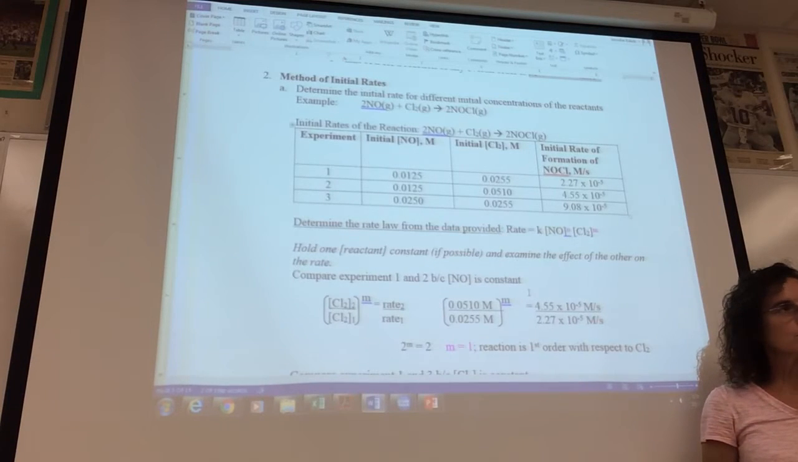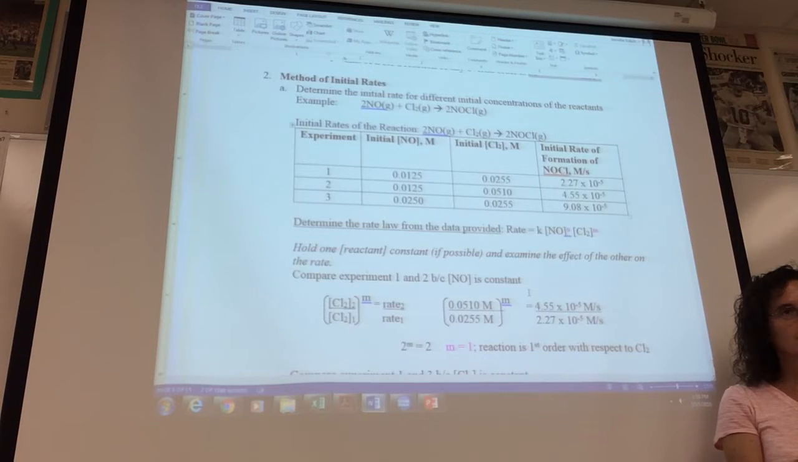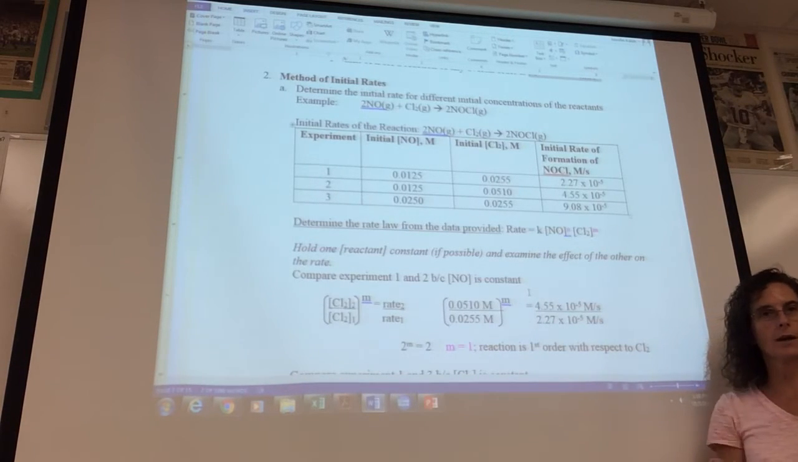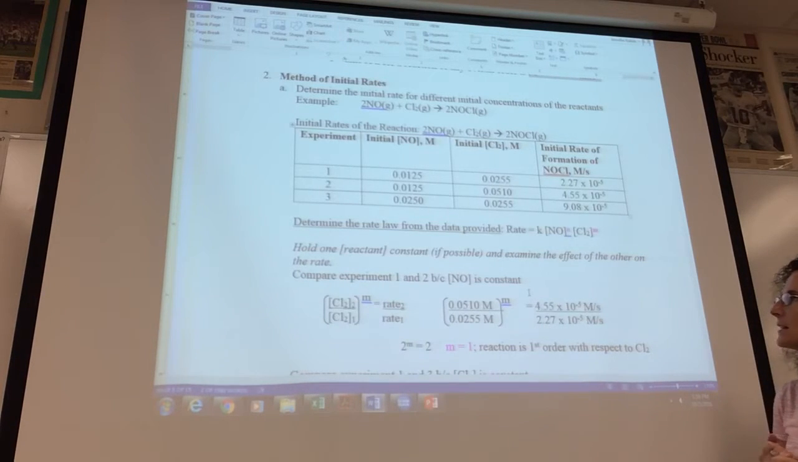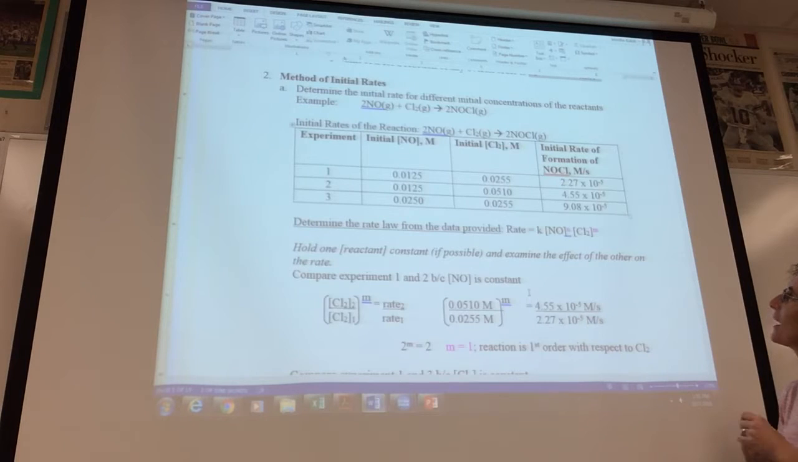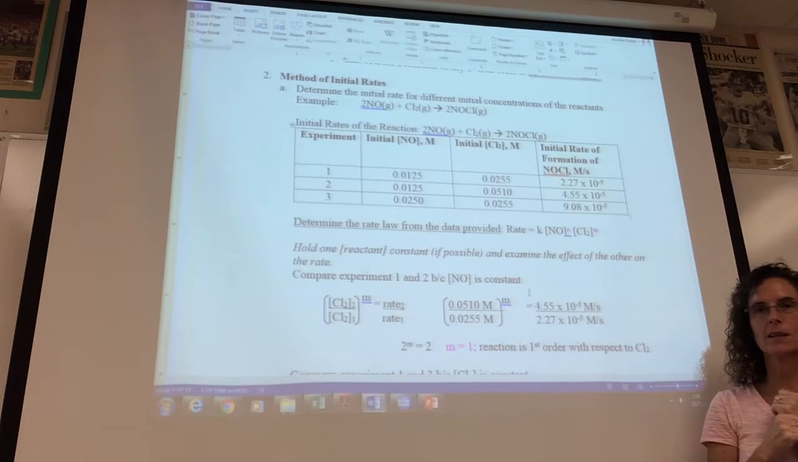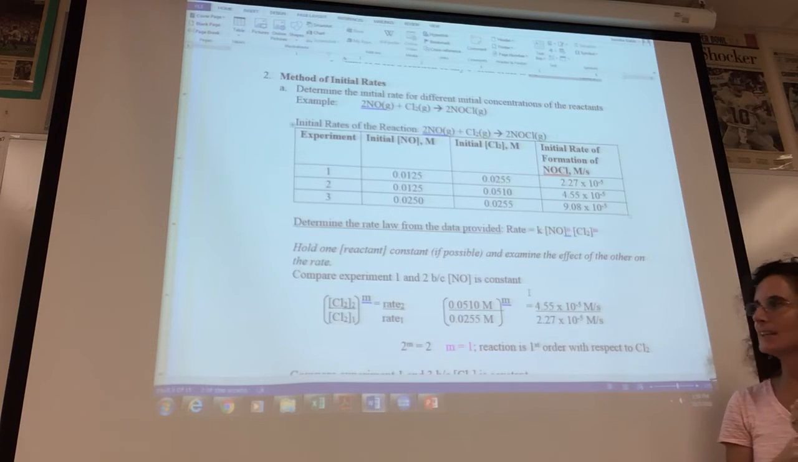The goal here is to determine the rate law, to figure out how altering the concentration of one reactant at a time affects reaction rate. We're talking about kinetics, the study of reaction rates and the factors that affect them. So the factor we're looking at here is what? Concentration of chlorine and of nitrogen monoxide. So it's your A and B, the reactants. Yes.